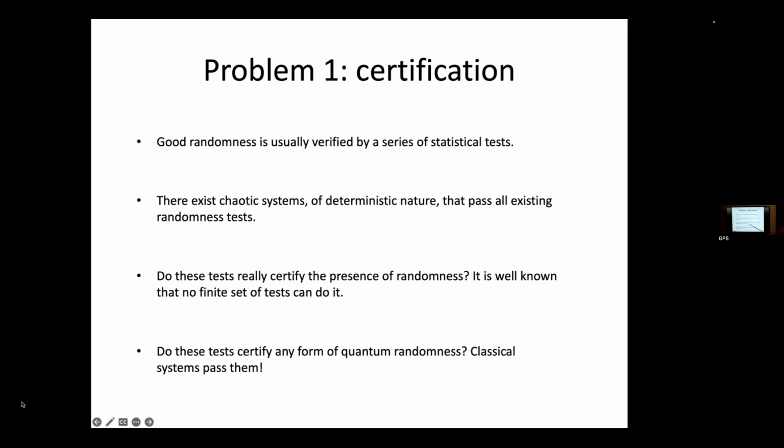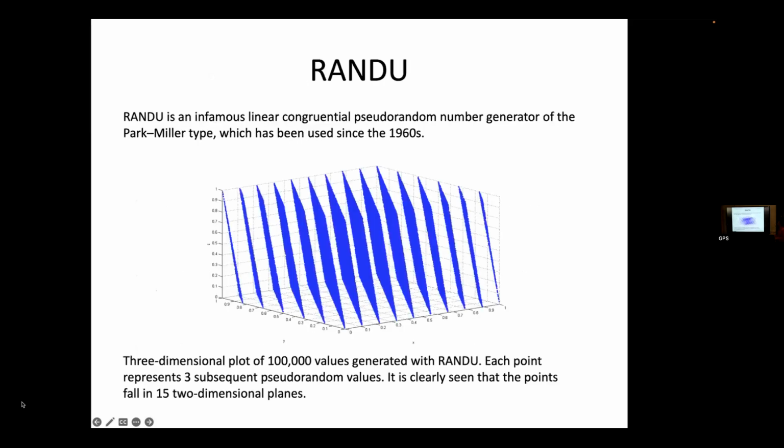Well, it's known that you can never certify the presence of randomness with a finite set of tests. And do they certify a form of quantum randomness? I would say it's even less clear, because classical systems pass this test of randomness. There is a very clear example of why it's very hard to certify randomness. If you go to Wikipedia and look for RANDU, this was a random number generator that was used in the 60s. People said that this is random.